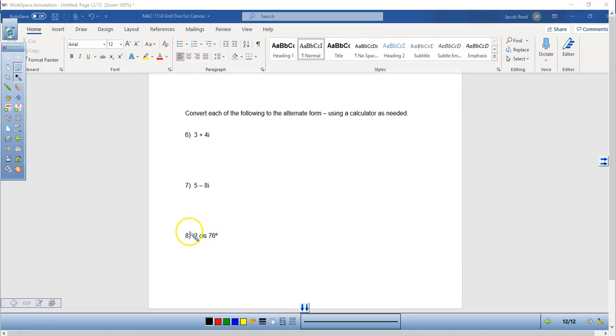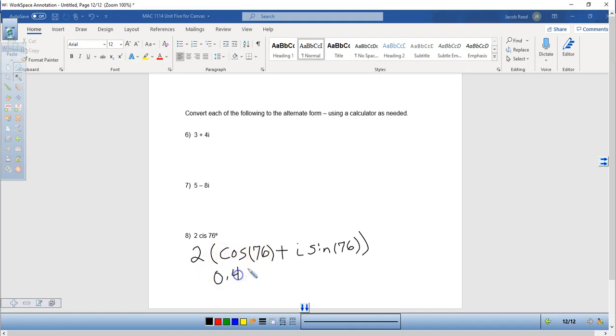Last one, number 8. Remember, when they're in this form, we expand. So 2 times cosine of 76 plus I sine of 76. Cosine of 76, sine of 76, this is not one that you readily know. So in my calculator, I did 2 and then cosine 76. That gives me 0.483. And then 2 sine 76 was 1.941. And don't forget my letter I. It's a rectangular form.